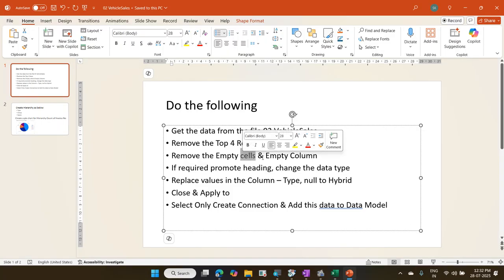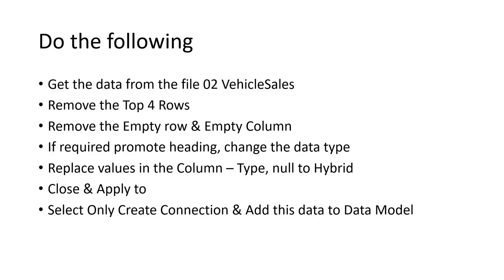If required, promote the heading. You have to change the data type if needed. Replace the value in the column. There is a column called Type. Like you did some time ago with payment mode, where it's null, we replaced it with pending. Similarly, in the Type column, wherever we have null, replace it with hybrid. After doing all this, close and load to create only connection, and select add to data model.